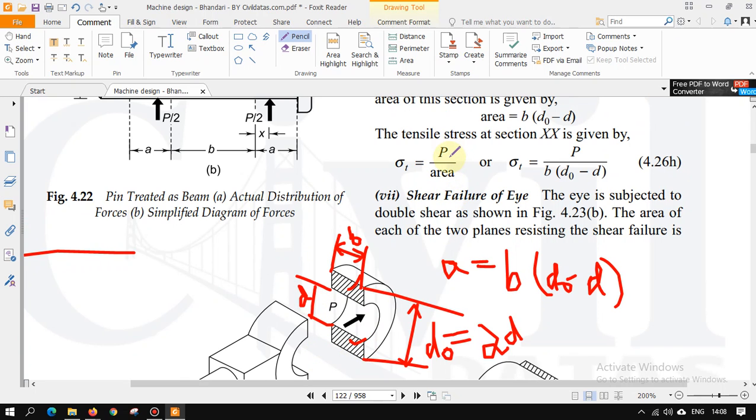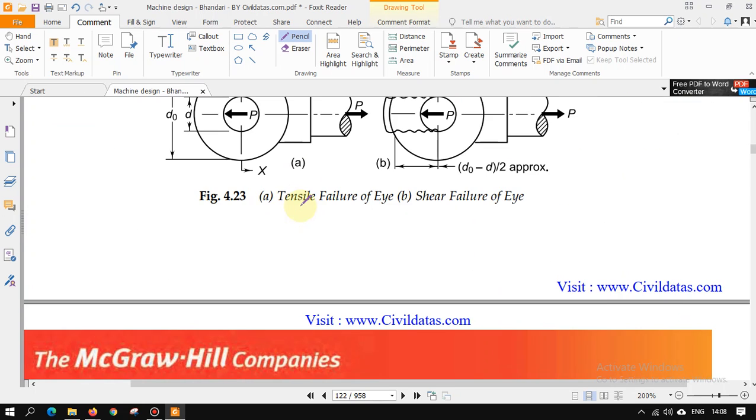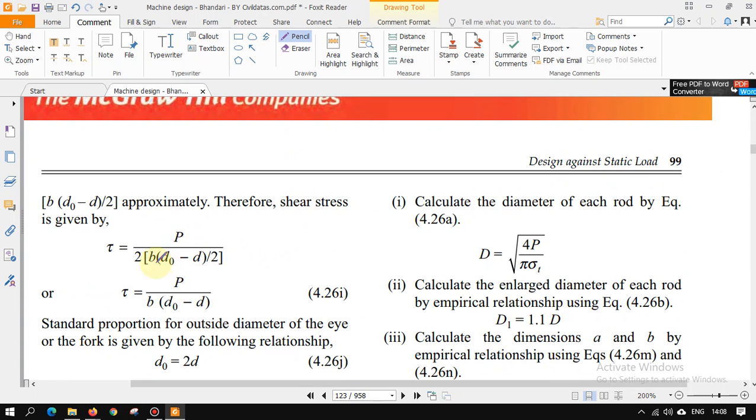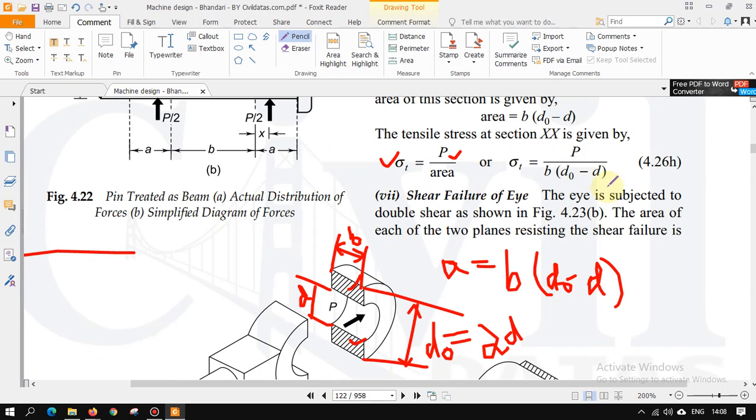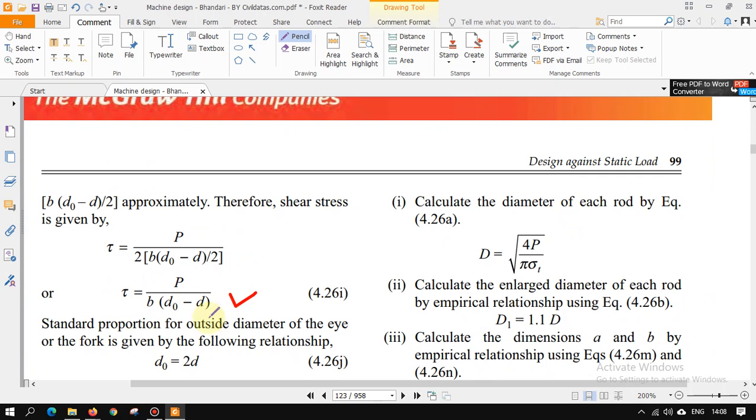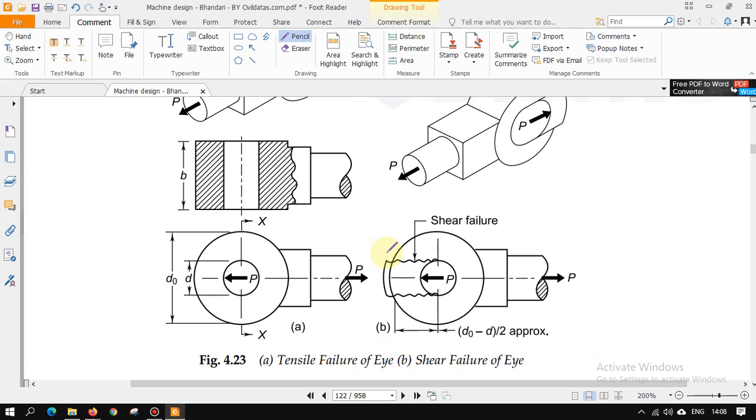Now we will be given the load, and since we have found the dimensions d naught and d as well as b, we'll put them over here and get the value. Similarly, this goes for the shear also, where we'll put P by 2 and P by 2. Why is it by 2 and by 2? At last you will get the same formula as the tensile loading. As you can see, these two formulas are the same.